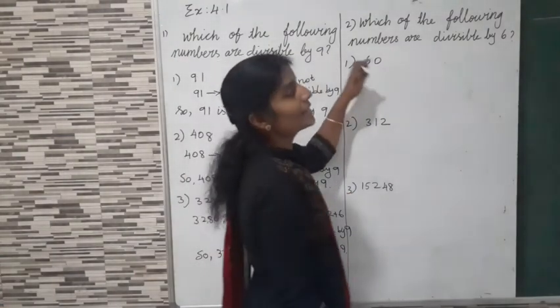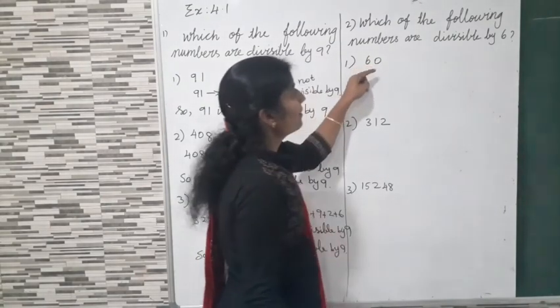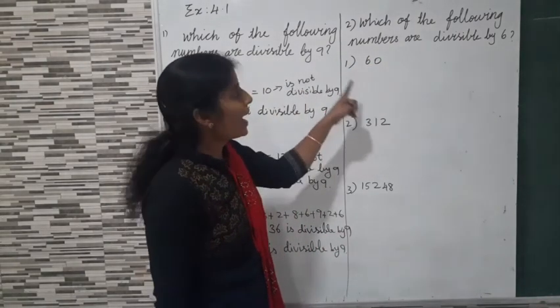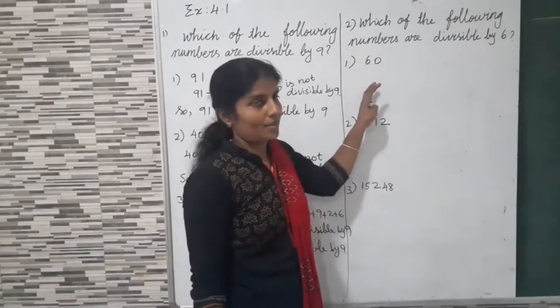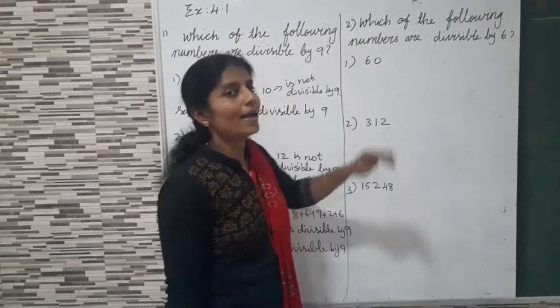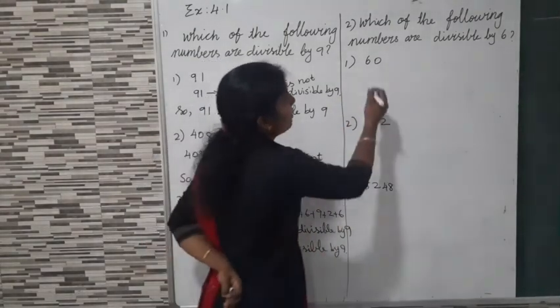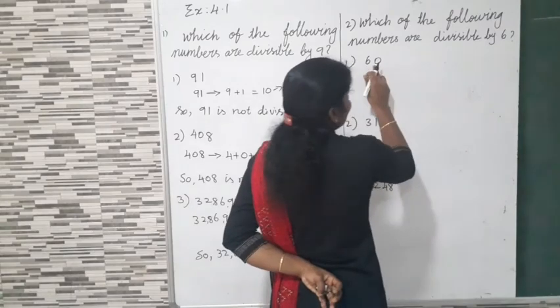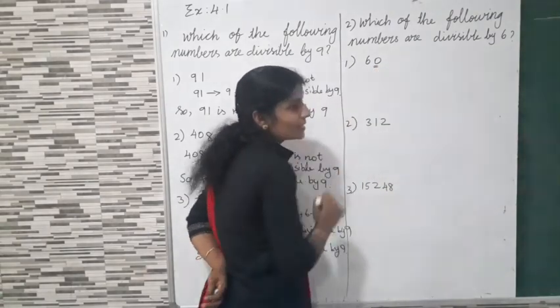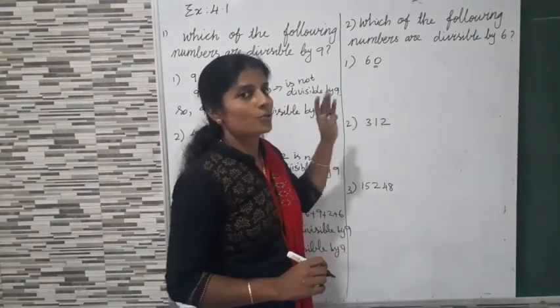A number divisible by 6 means the number is divisible by 2 as well as 3. First we want to check whether this number is divisible by 2 and 3. Now this 60: here 60 is an even number, isn't it? The one's digit is even, so this number is divisible by 2.